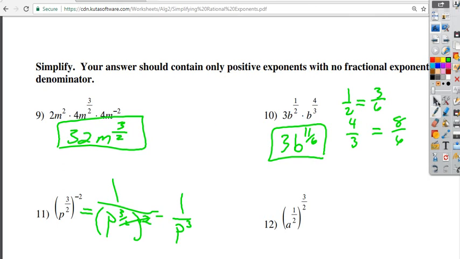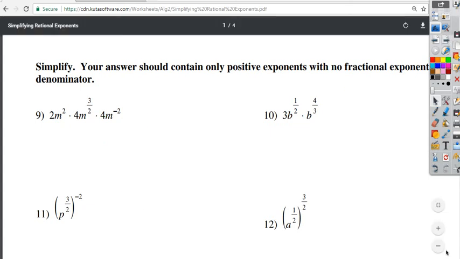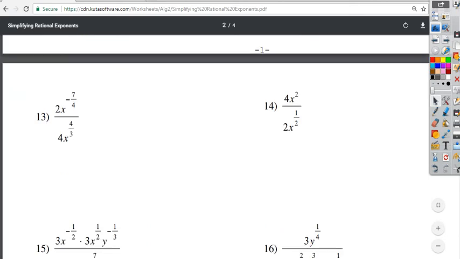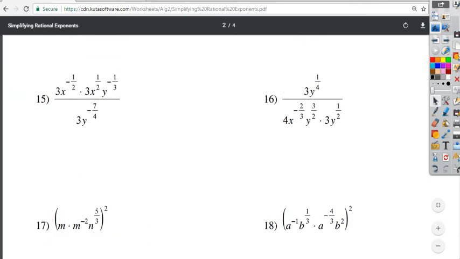Okay, it should be on the back side now. Okay, let's take a look at one like number 15. All right, this looks super ugly. It looks really, really complicated, but it's not. Okay? Take it one little piece at a time. Work with the numerator, work with the denominator, and then if you have negative exponents, switch them around. All right? Flip them up and down.